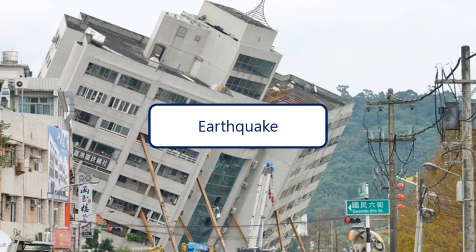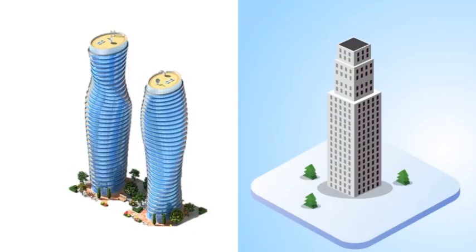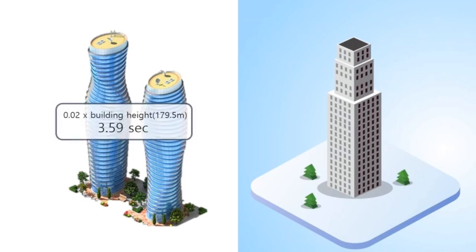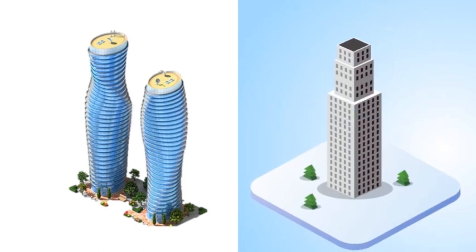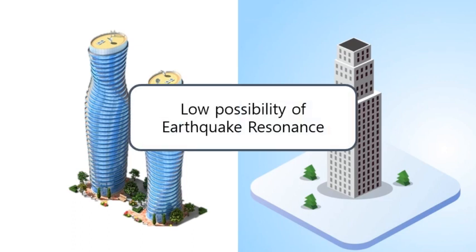Let's find out the effects of earthquakes and wind on Absolute World. First, the impact of an earthquake. Since the natural period of a building is calculated by multiplying 0.02 by the building height, the natural period of Absolute World is 3.59 seconds. However, the vibration period of an earthquake is 0.5 to 2 seconds. Thus, the risk of building collapse due to resonance caused by an earthquake is not high.